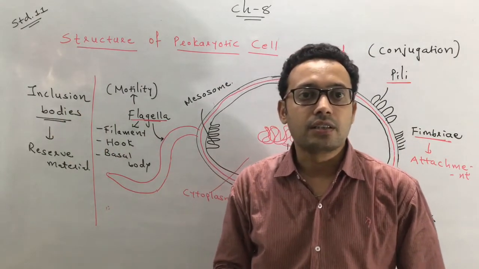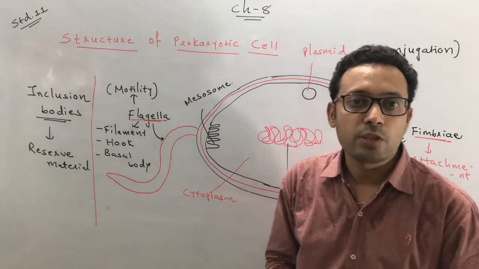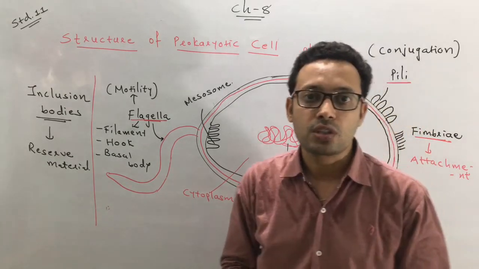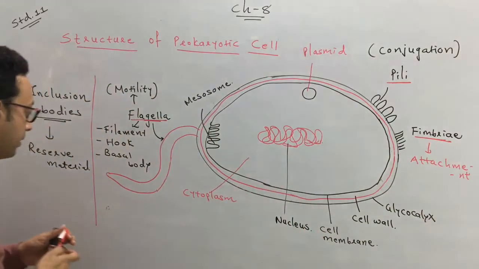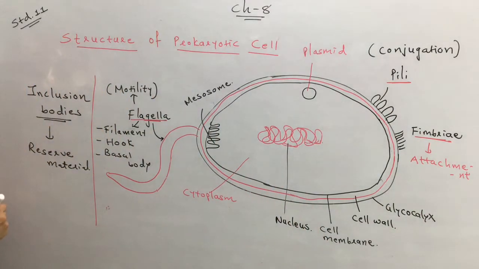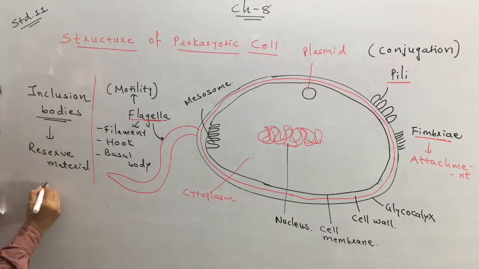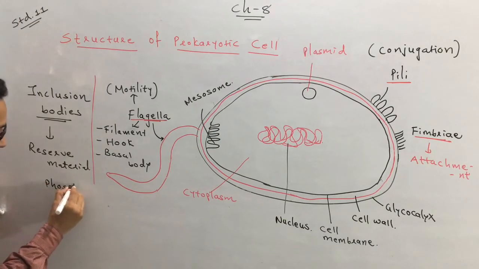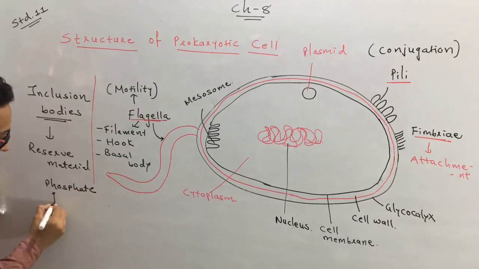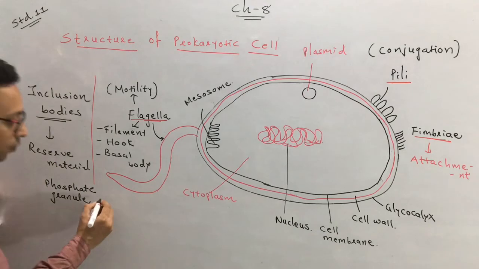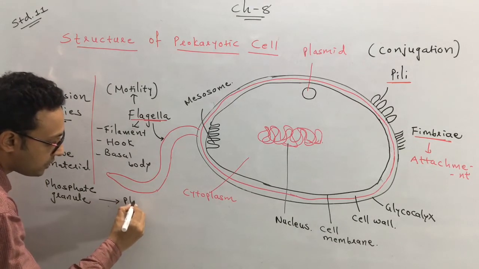These inclusion bodies are named based on the material they store. I will give you an example that will clarify this. For example, phosphate granule. This is the name of an inclusion body, phosphate granule. What does it store? It stores phosphate.